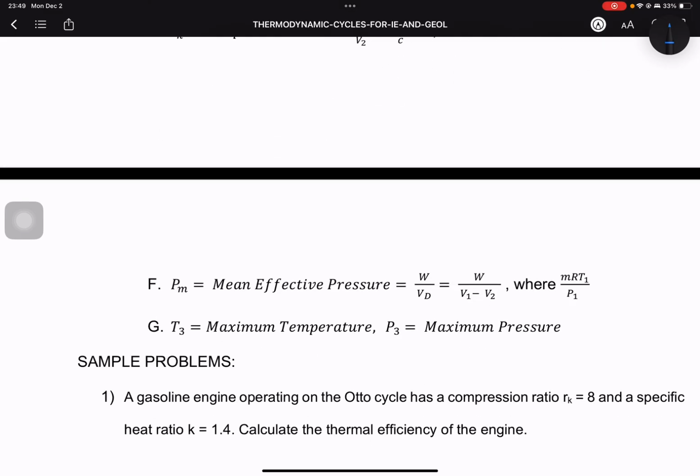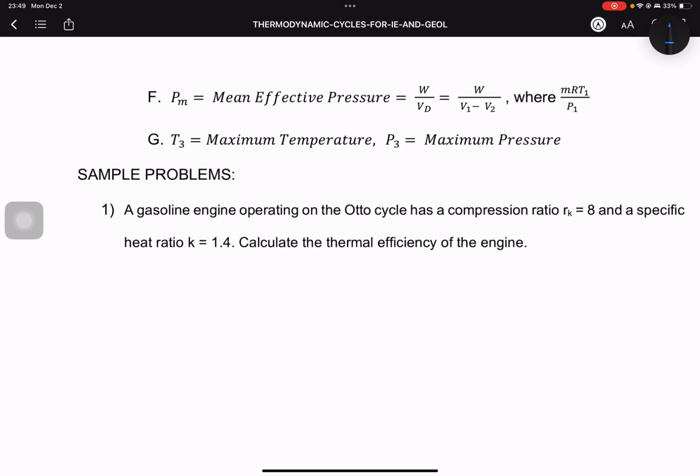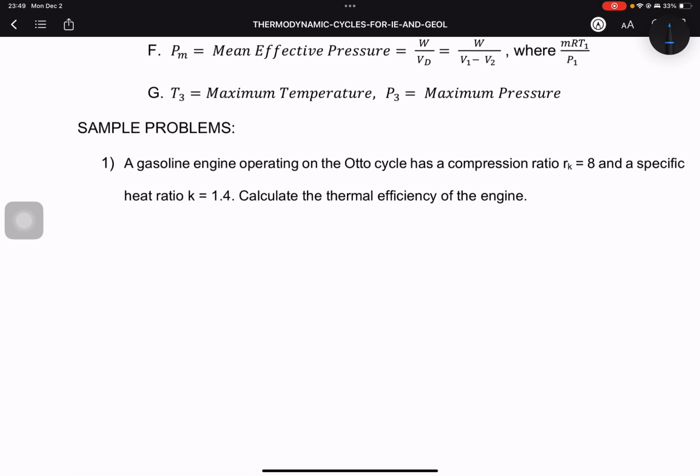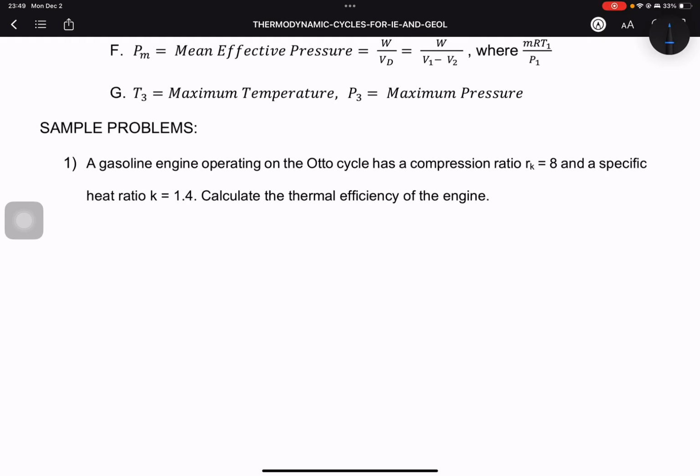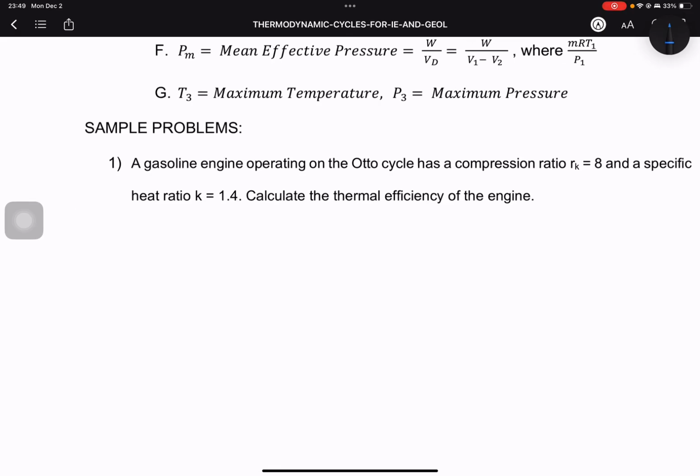So, again, for you to understand the equations more easily, let's apply them in a problem. Let's try to answer sample problem number 1. A gasoline engine operating an Otto cycle has a compression ratio, RK, equal to 8, and the specific heat ratio, K, is 1.4. Calculate the thermal efficiency of the engine. First things first, write down the given. We have the compression ratio RK, 8, and the specific heat ratio 1.4. Find the thermal efficiency.